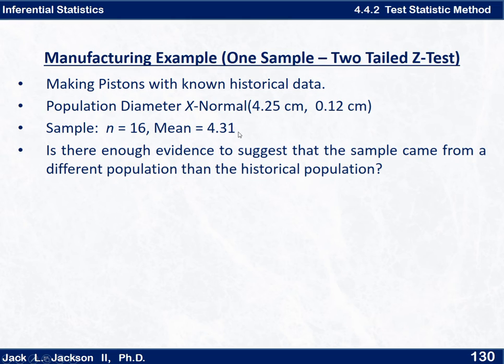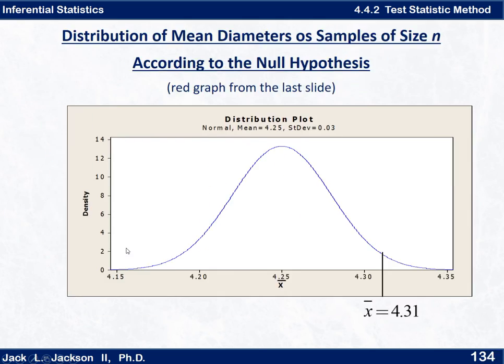We notice it's larger. The question is, is it large enough that it triggers us to think that there's some special cause of variation present, and something has basically happened to the process to make these pistons bigger than they've been in the past? Okay, and if it's so, we want to know it so we can make an adjustment. But we don't want to make an adjustment if this is just because of some normal causes of variation that would normally happen.